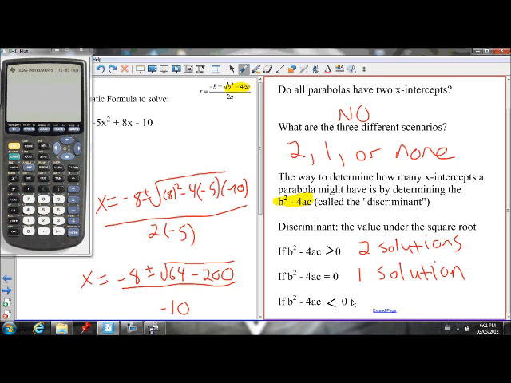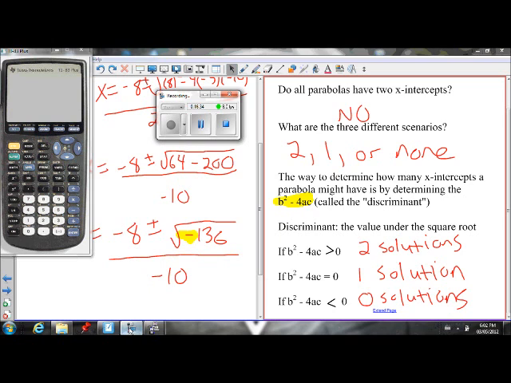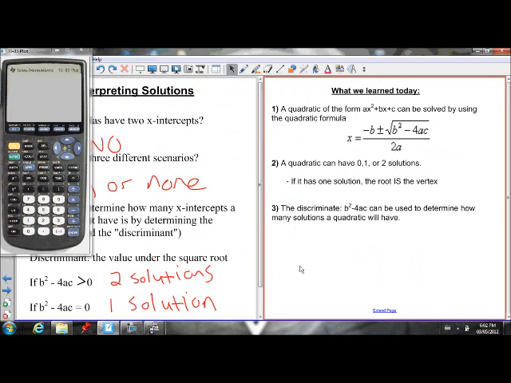If b squared minus 4ac is less than 0, like this last example where it was negative, we know there are no solutions. So that's it for using the quadratic formula. Next lesson we'll learn how to take it a step further and graph it. Other than that, if you have any questions, just let me know.